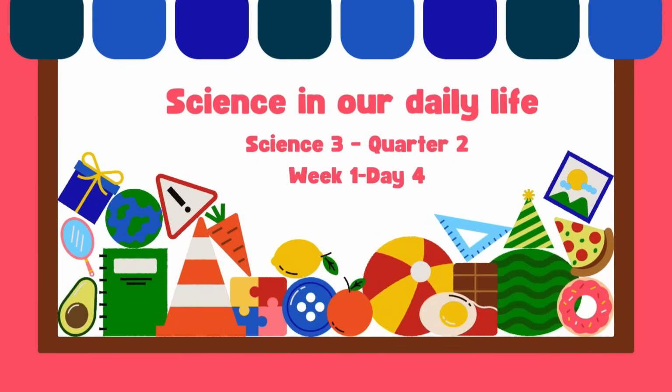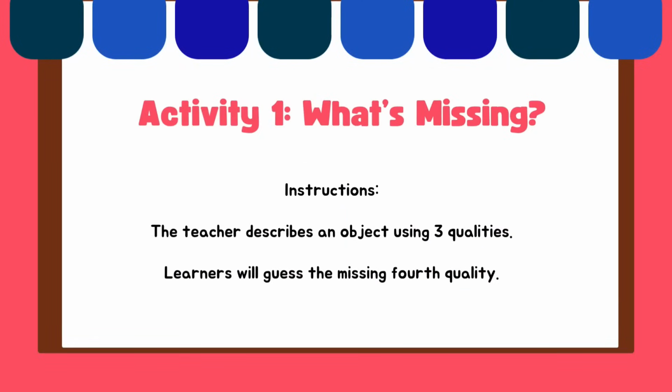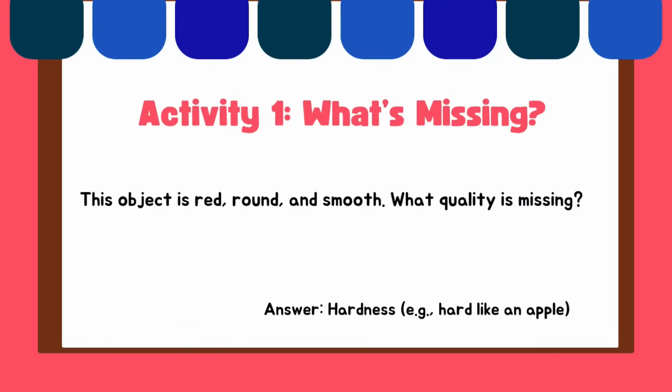Day 4. Our objective is, at the end of the lesson, the learner should be able to describe objects based on their color, shape, texture, and hardness. For activity number 1, the teacher describes an object using 3 qualities. Learners will guess the missing 4th quality. The object is red, round, and smooth. What quality is missing? The answer is hardness. Example is hard like an apple.